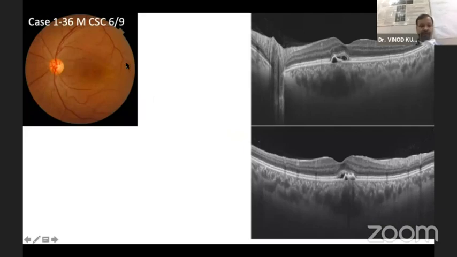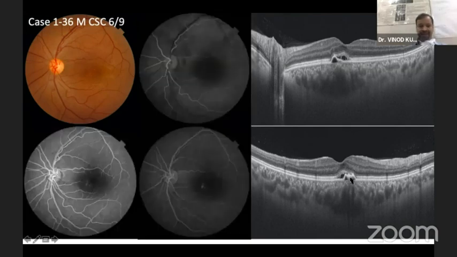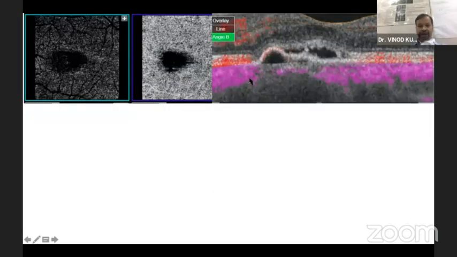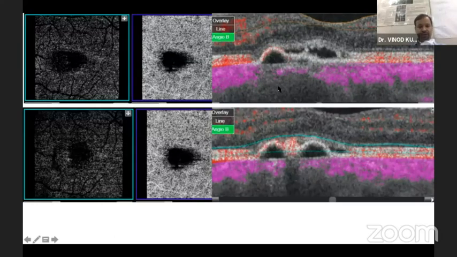Now, this is a patient who came to us, a 36-year-old male, known case of CSC, visual acuity 6/9. We did OCT, and you can see there is some serous PED and some SRF here, and a little bit of hyperreflectivity in the sub-PED area. Now we do an FFA. FFA does not tell you much because there's a little bit of hyperfluorescence which refuses to change in the late phases.